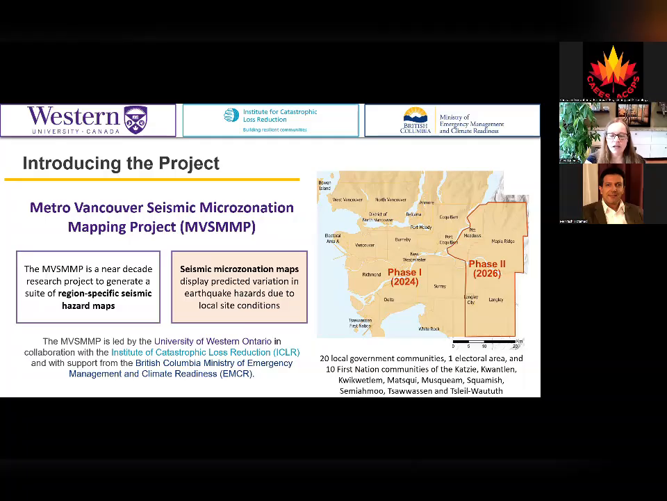These maps are a way to display the predicted variation in earthquake hazards primarily due to local site conditions, or how the ground can alter earthquake shaking. The amplitude of the shaking, the duration of the shaking, and whether it can trigger landslides or liquefaction are all associated with detailed local information that gets put into seismic microzonation maps. This project is funded through the provincial government, emergency management and climate readiness.